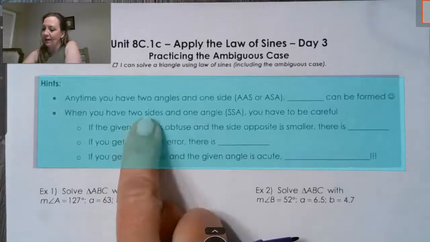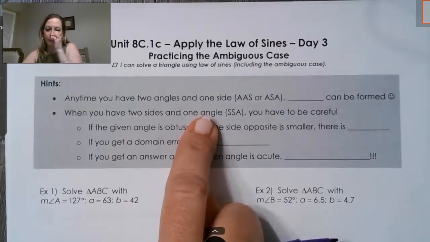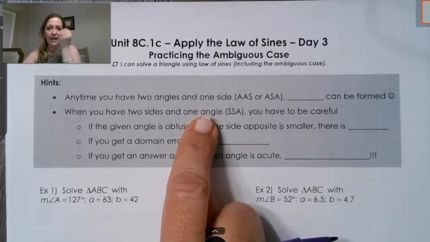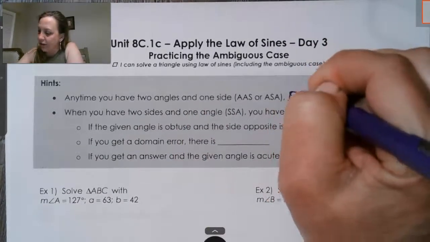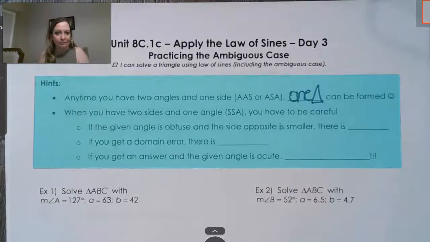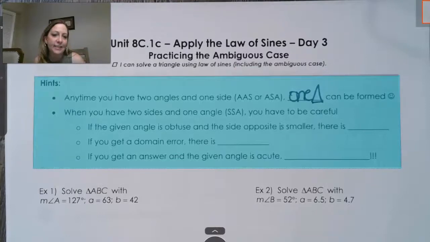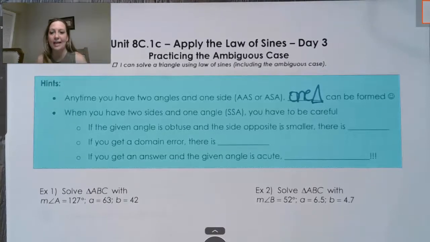Anytime that you have two angles and one side, which is the AAS case or the ASA case, that means one triangle can be formed and we can use the law of sines. Now, when we have two sides and one angle, which is SSA, we have to be careful.